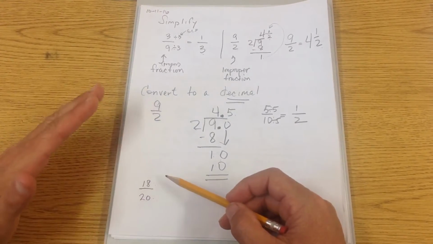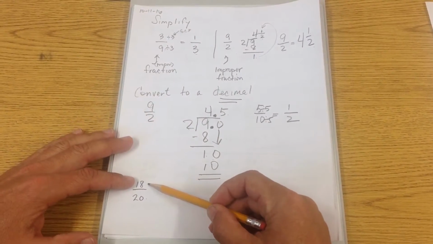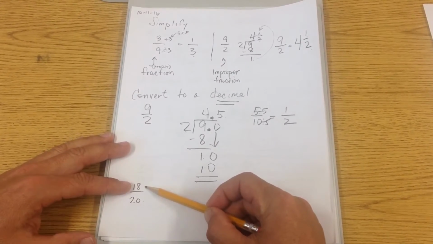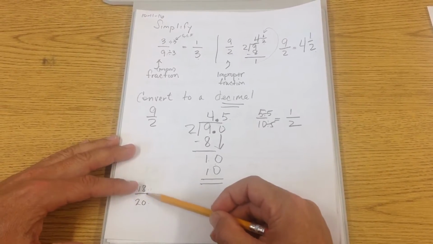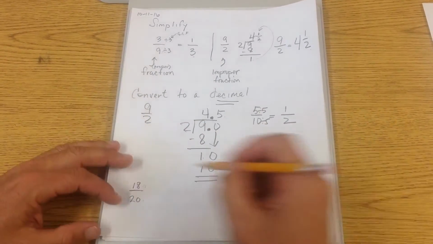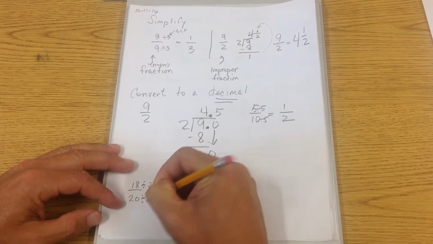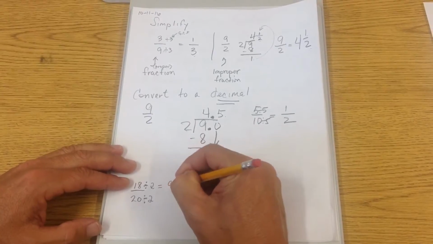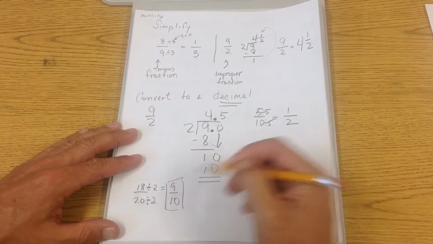But let's check to make sure that there isn't a factor that is greater than 2. 3 goes into 18, 3 times 6, but 3 doesn't go into 20. 4 doesn't go into 18, but it goes into 20, so that's no good. 5, no. 6 goes into 18, but not 20. So in actuality, 2 would be the greatest common factor. So I divide both the numerator by 2 and the denominator by 2, and I get 18 divided by 2 is 9, and 20 divided by 2 is 10, and 9/10 would be simplest form.